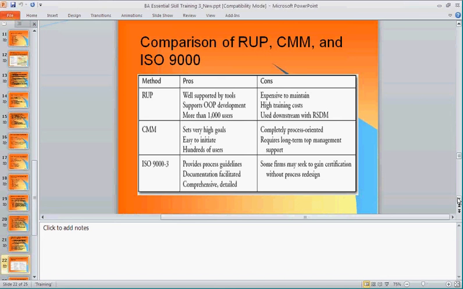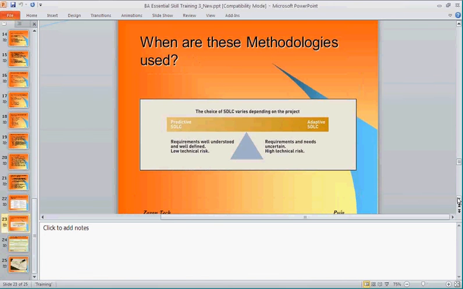ISO, all small shops, right? Everybody is supposed to be following ISO standards, in addition to being CMM certified, right? Even if you are CMM certified, you should be at least maintaining the minimum standards, correct? Srinivas, does that answer your question? All right.